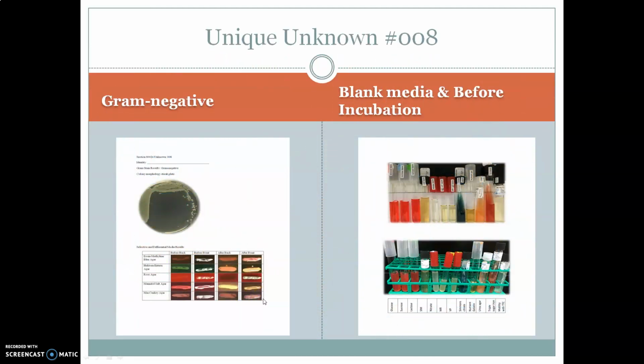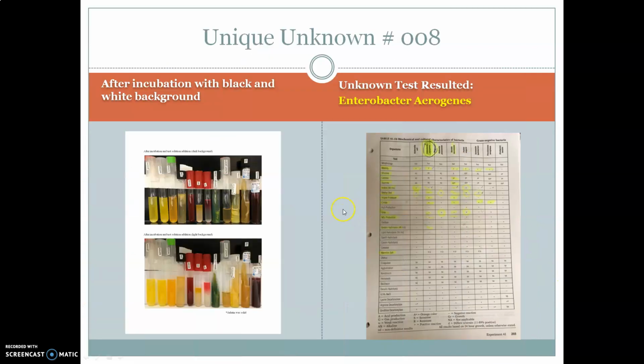So I was given a project to identify an unknown bacteria. On the left side here, as you can see, I was given a gram-negative bacteria. On the right side here, on the top is just blank media before incubation, down here. So on this page, the picture on the left side is after incubation, with the top on a black background and the bottom on a white background. The picture on the right side here, we were told to use a lab manual as a guide to help us compare the different test results of all the bacteria. But the bacteria that I did find was EA, the Enterobacter aerogenes.